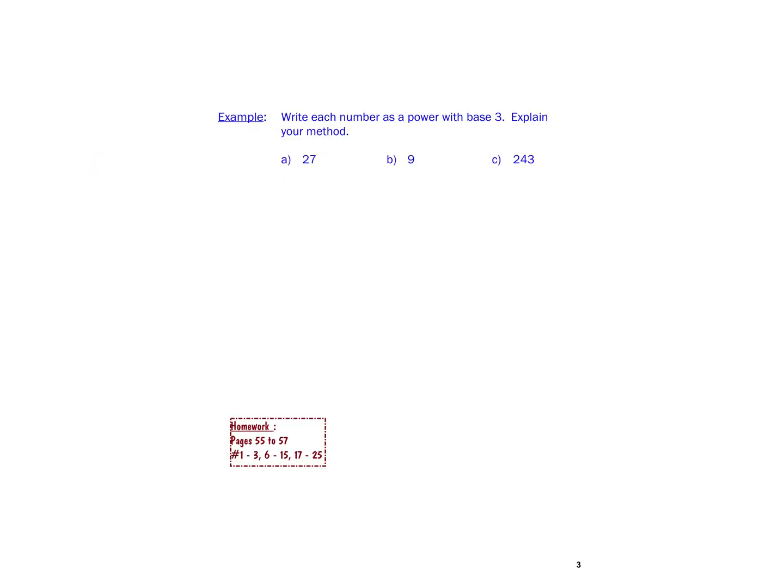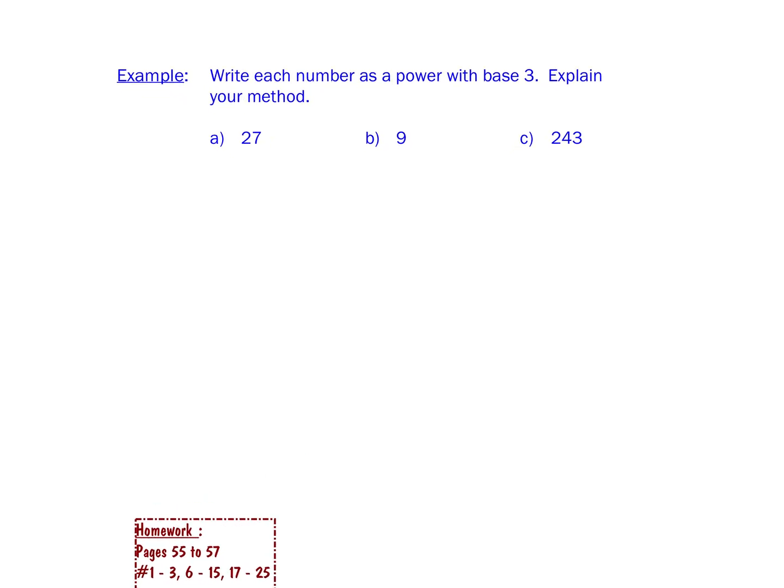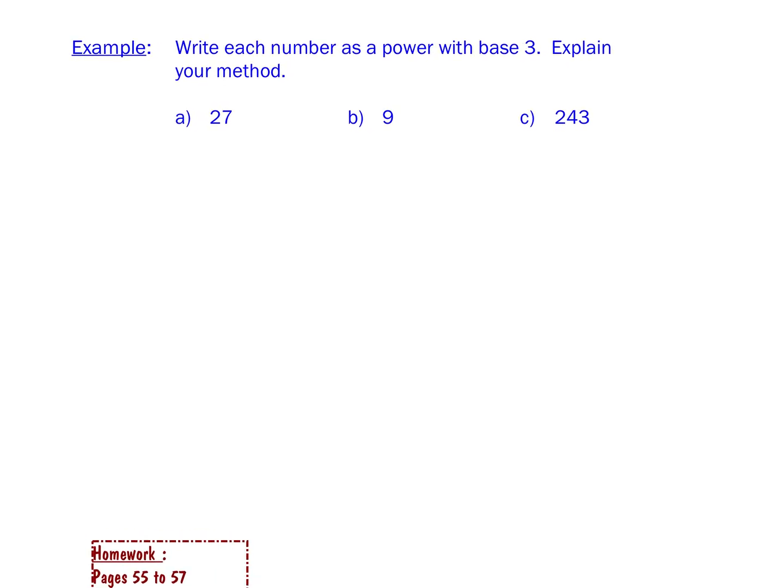Okay, last example. Here we go. Write each number as a power with base 3. Explain your method. So let me just tell you what we're trying to say here. What we're trying to say is 3 to some exponent is equal to 27. 3 to some exponent gives us 9. 3 to some exponent is 243. What we want to do is figure out the exponent. So 3 to what exponent is 27? 9. No. 3. Thank you.